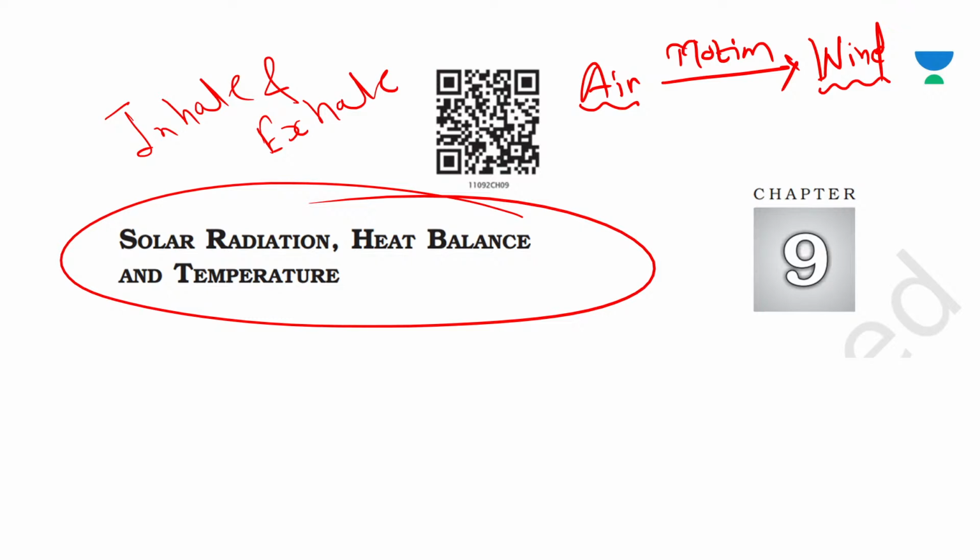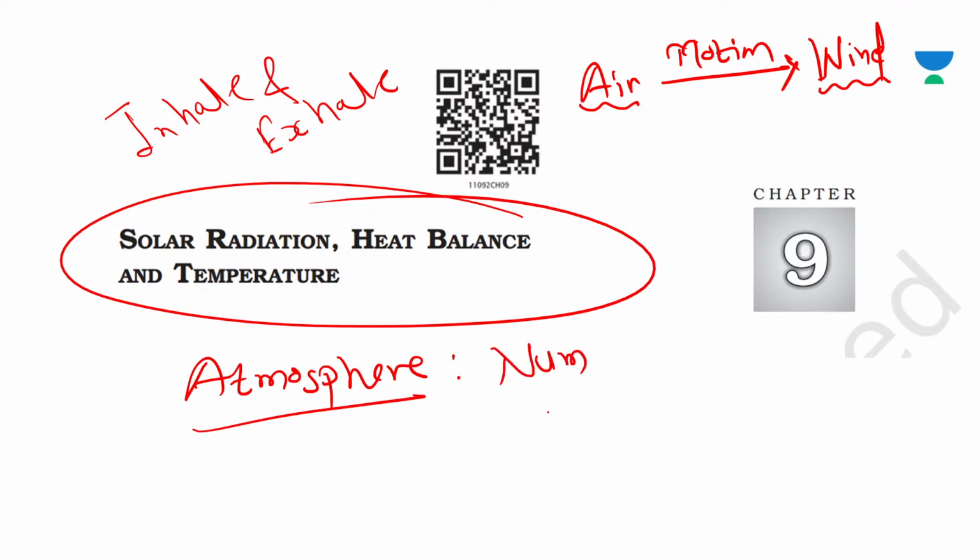So we know that the Earth is surrounded by air all around, and this envelope of air is the atmosphere, which is composed of numerous gases. These gases support life over the Earth's surface.